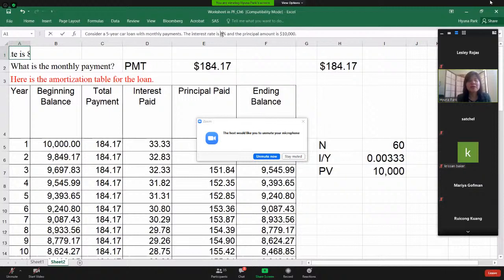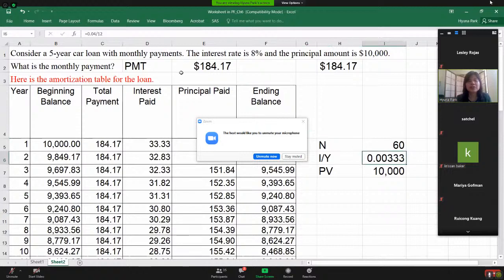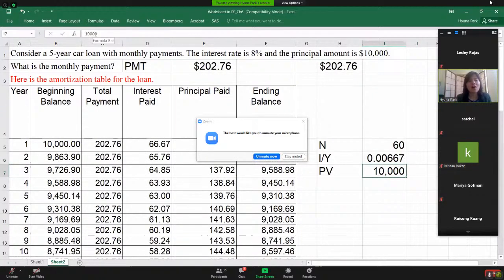So the monthly payment will increase a lot. Let's see how it increases. We just change this into 8%. You see, over $200 instead of $184. So that's the power. That's why you should have good credit and a low interest rate. Good credit and a low interest rate environment affect car loans and mortgages, everything.